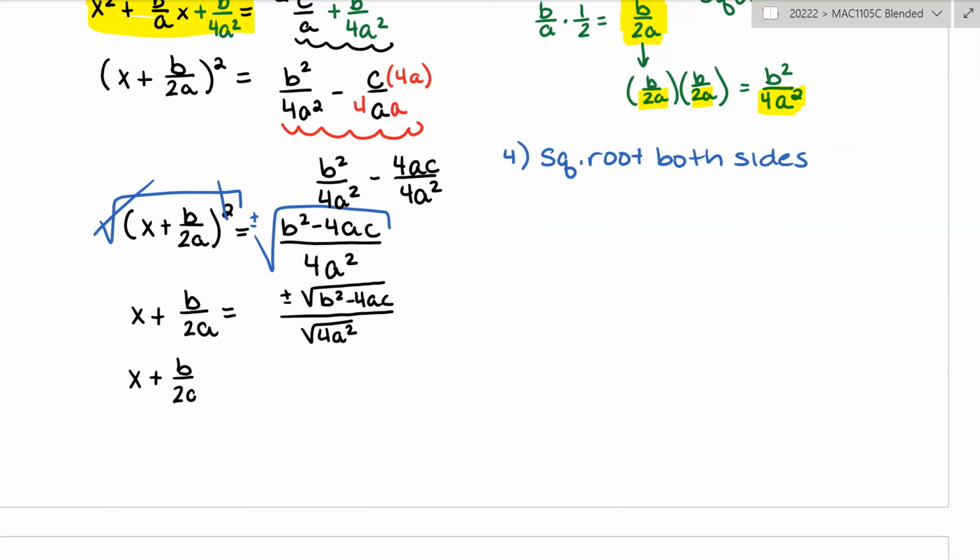b over 2a. And I would say plus or minus the square root of b squared minus 4ac. Big divides, and now the square root of 4 is 2, and the square root of a squared is a. And then the last thing we're going to do is get x alone by subtracting b over 2a on both sides. And you see how those are the same bottom.